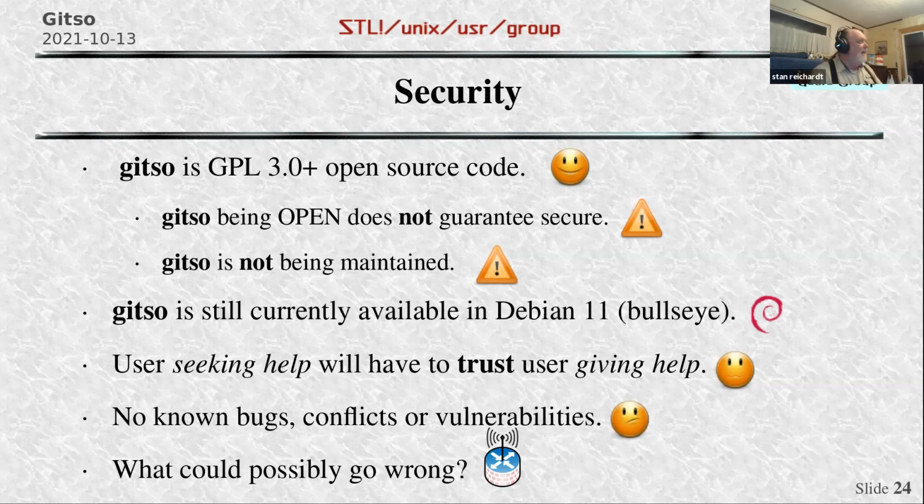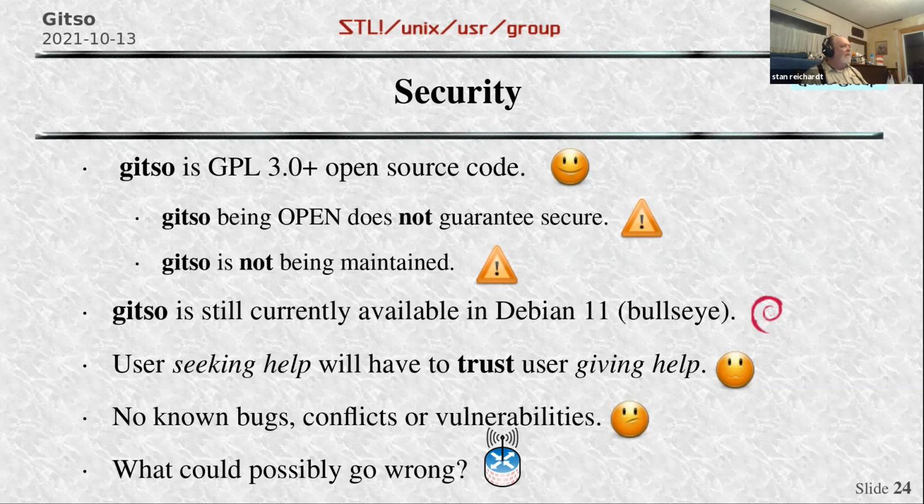Covering security. I'm always happy when stuff is GPL3 open source code. That means somebody can go and look at it. But just because it's open doesn't guarantee that it's secure. And unfortunately, it's not being maintained right now. But happily, it's still currently available in Debian 11, the Bullseye release that they just came out with. So I'm thinking that it'll wind up in the next couple of releases of Linux Mint and Ubuntu and all those related Debian users. It's in the repository, so we can still use it.